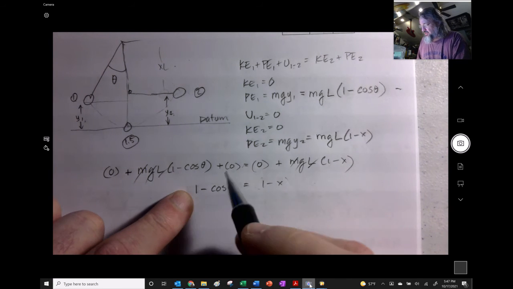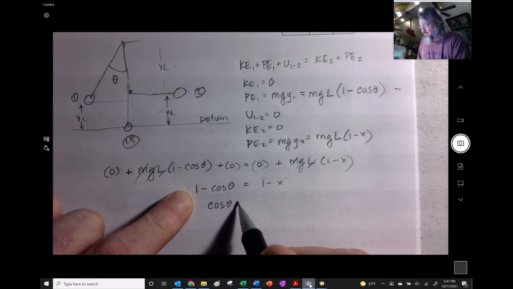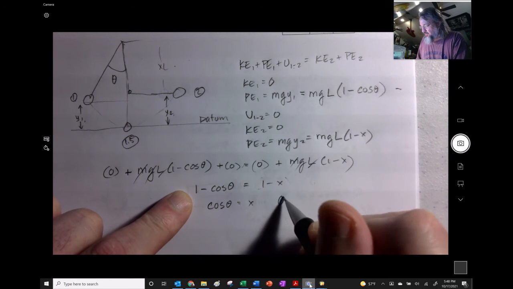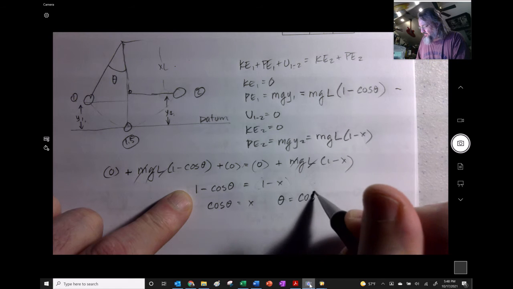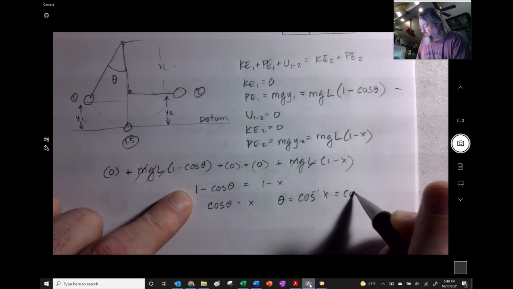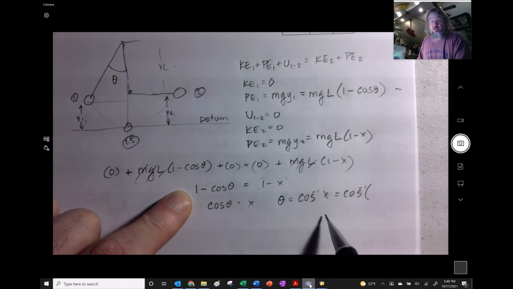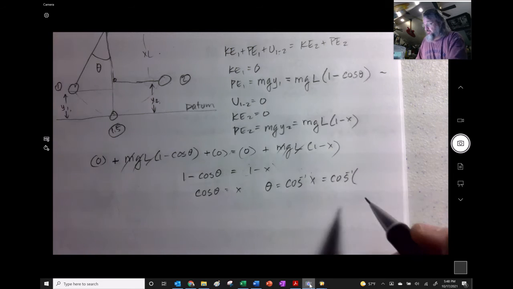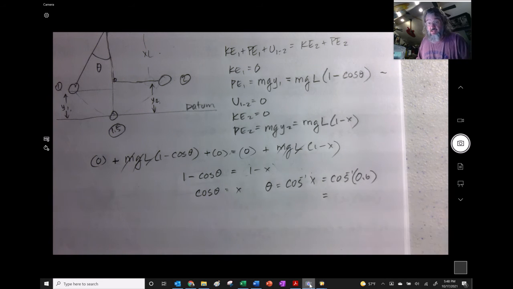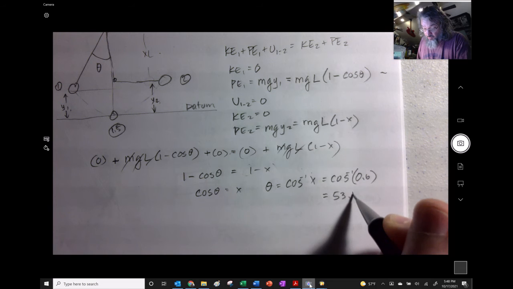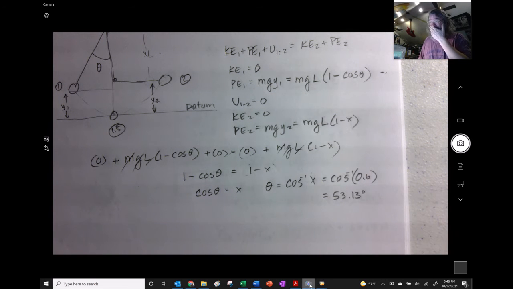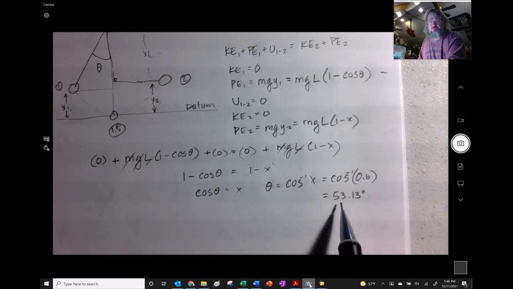But anyway, the ones are going to cancel out. So all you really have is the cosine of theta is equal to x. So theta is equal to the inverse cosine of x. In this case, x was 0.6. So we have cosine theta equal to 0.6. Let's see what the inverse cosine of that is going to be. 53.13, right? Isn't that like the 3, 4, 5 right triangle angle that we would get? I don't know. Anyway, so that's part of this.